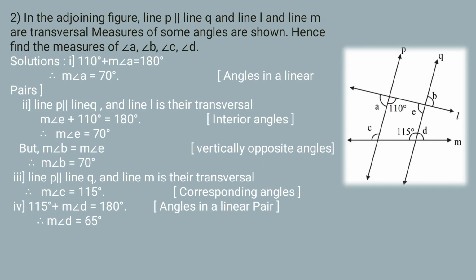Second, in the adjoining figure, line P is parallel to line Q, and line L and line M are transversals. Measures of some angles are shown. Hence, find the measures of angle A, angle B, angle C and angle D.